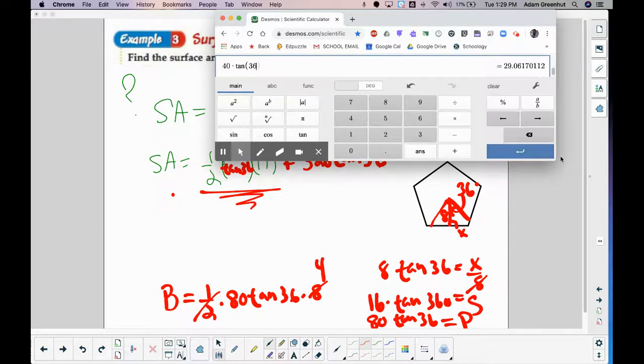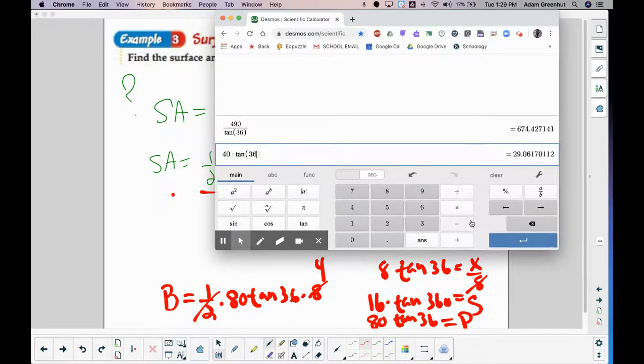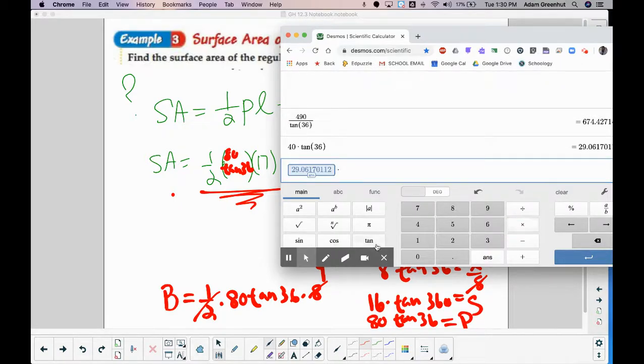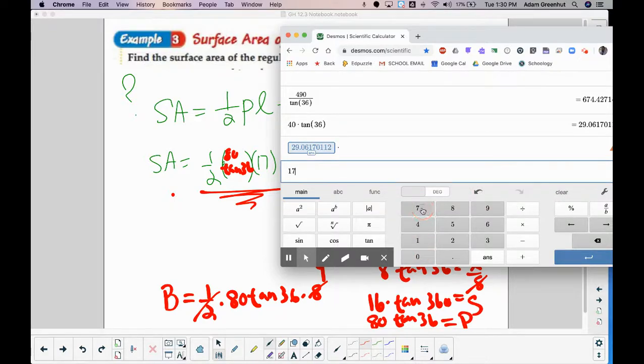What's my problem here? Okay, I guess I'm just going to hit enter. There's my 40 tan 36, and I'm going to multiply that times 17. Answer times 17. Nope, that's not 17. Wait, 17 times, sorry, I'm having some issues. 40 tan 36, that works.